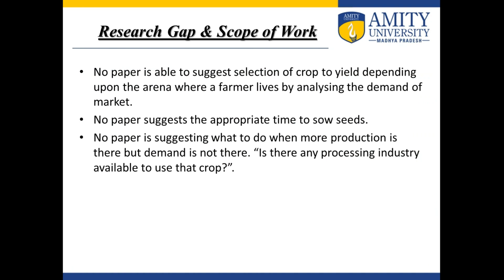In this we are actually studying about 25 papers, and out of them I recognized these limitations. No paper is able to suggest selection of crop to yield depending upon the area where a farmer lives by analyzing the demand of the market. Demand of the market should be there, crop diversity should be there, and the ratio in which the two crops can be cultivated should be there. No paper suggests the appropriate time to sow the seed. If there are many crops, what is the better time to sow that seed? This is basically the problem.